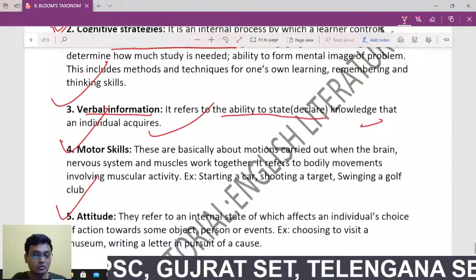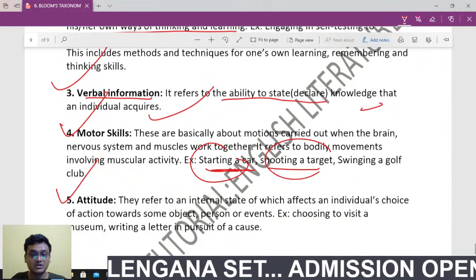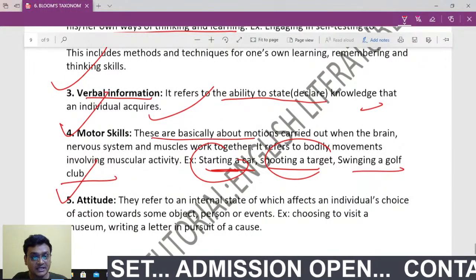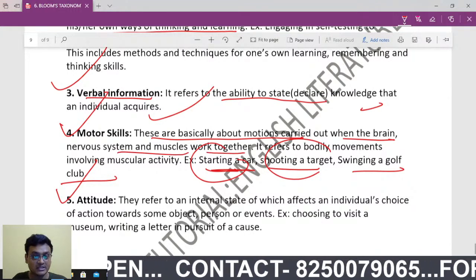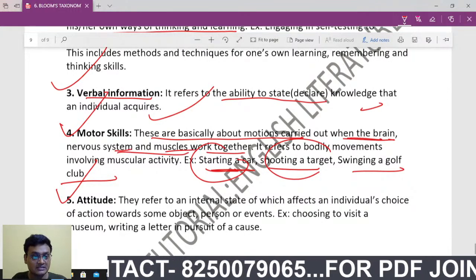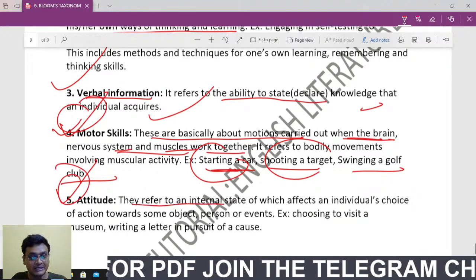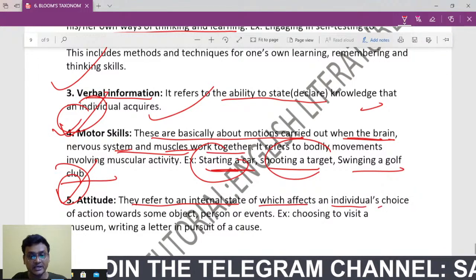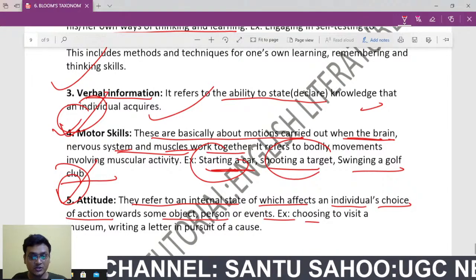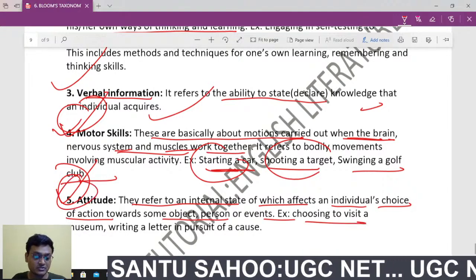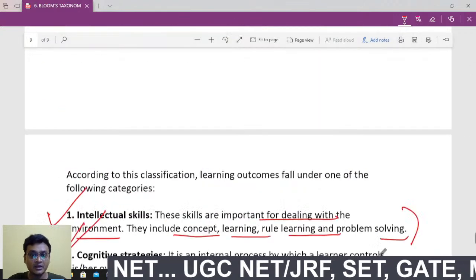That is verbal. Motor skill तो पता ही है, देखिए कोई कार को स्टार्ट करना, shooting a target, swinging a golf club. These are basically about motions carried out with the brain, nervous system and muscles working together. That is motor skill. And attitude refers to an internal state which affects an individual's choice of action towards some object, person, event. जैसे कि choosing to visit a museum, that is attitude. So these are not so important, but you must know that Gagne and Briggs also have given these things.